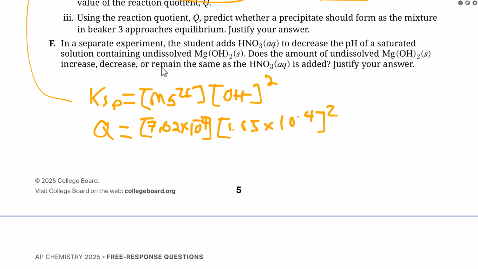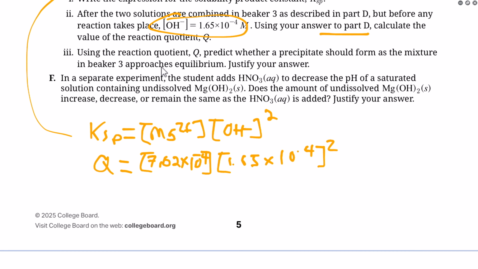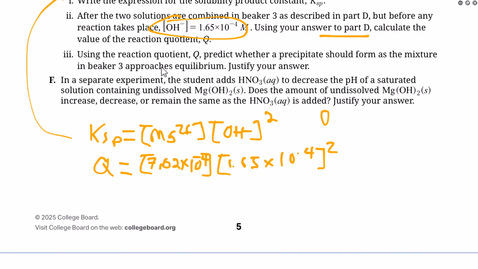And then what we're going to do is we're going to quantitatively go ahead and solve for Q. So let's plug that into our calculator. So we're going to take 1.65 times 10 to the negative fourth. We are going to square that. Then we're going to multiply that by 7.62 times 10 to the negative fourth. And I get a value that is 2.07. So 2.07 times 10 to the negative 11th. Okay, so there's our value for the reaction quotient Q.